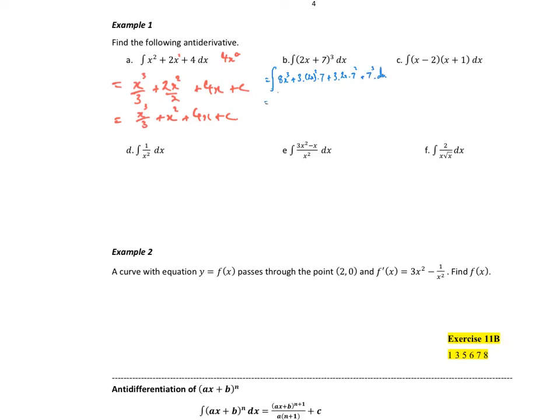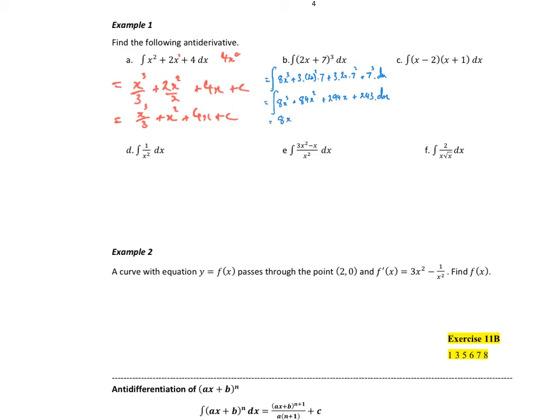is equal to the integral of 8x cubed plus 21 times 4 is 84x squared plus 49 times 3, what's that, 147 times 2, what's that, 294x plus 7 cubed, which is 49 times 7, which is 343, dx.